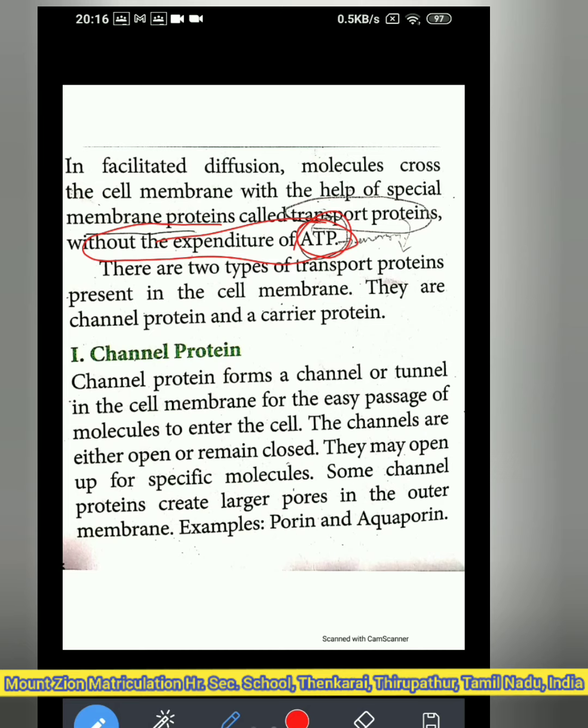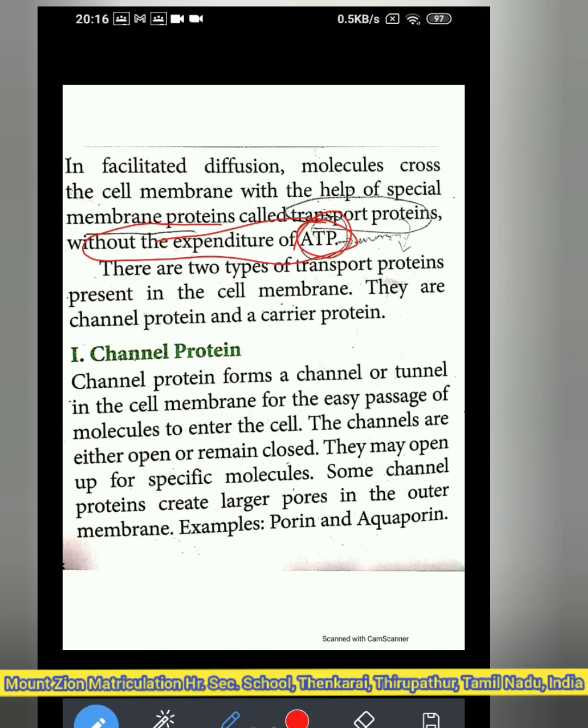There are two types of transport protein present in the cell membrane: the channel protein and the carrier protein. First, the channel protein, otherwise called a tunnel. In the cell membrane, for easy passage of molecules to enter the cell, the channels are either open or closed. You can see the diagram in the next slide. If it is open, we can transport the molecule. If it is closed, we cannot transport the molecule. They may open up for some specific molecule.